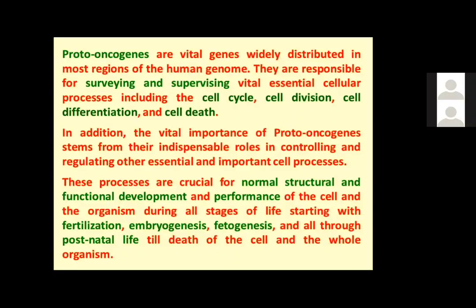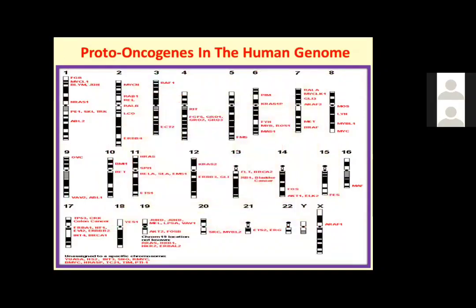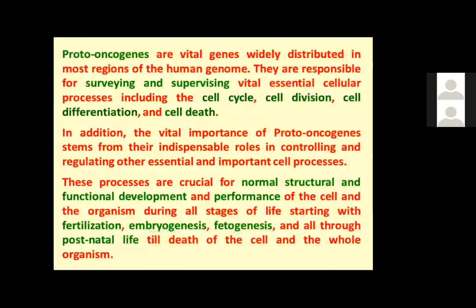They are widely distributed in most regions of the human genome. This karyotype shows some of the proto-oncogenes in our cells. Each of these genes, written in red, is a proto-oncogene. As you can see, they are widely distributed in our genome. These proto-oncogenes produce or synthesize proteins. These proteins, as we say, are essential for controlling cell cycle, cell division, cell differentiation, and cell death as well.